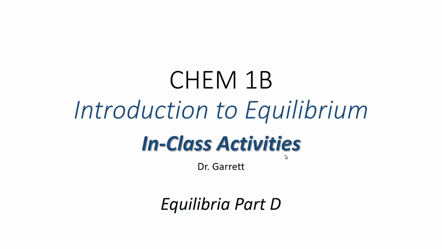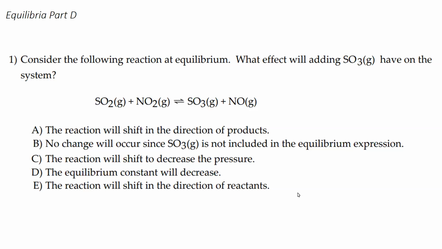Let's go over the in-class activity answers for Equilibria Part D. So in question 1, we're asked to consider the following reaction, and they tell us it's at equilibrium. So the double arrow tells us that it's at equilibrium, so the forward direction is going just as fast as the reverse direction. And they want to know, what's the effect of adding SO3 on the system?